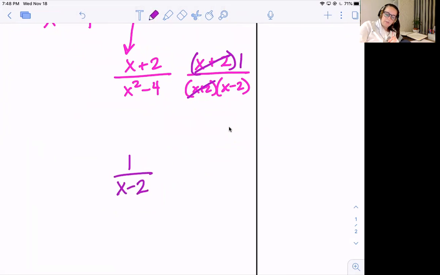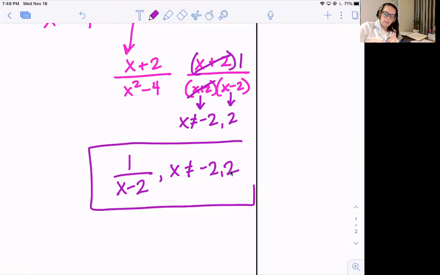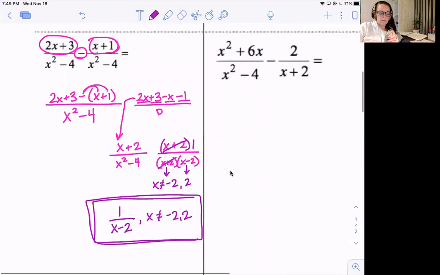I want to be very careful that I don't forget to give my warning signs. So anything in the denominator would be what x is not allowed to be. So x is not allowed to be -2 and also not allowed to be +2. So I'm going to give that warning to my readers as well, that if my x is -2 or 2, it'll make the whole function undefined. So this is my answer for this first problem.